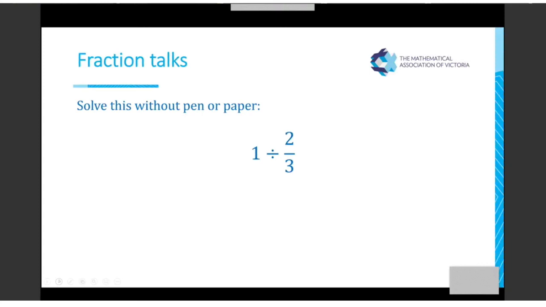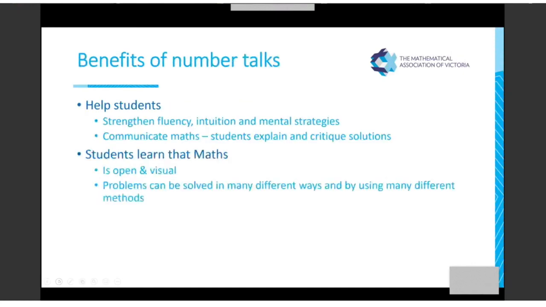And again, the richness is in the sharing. By listening to others, we all gain and realise there's more than one way of doing it, and it allows other students to think through how they would do it and maybe come up with a different strategy. Lots of people answering that one already, so 3/2, that's great. Okay, so now we'd sum up.